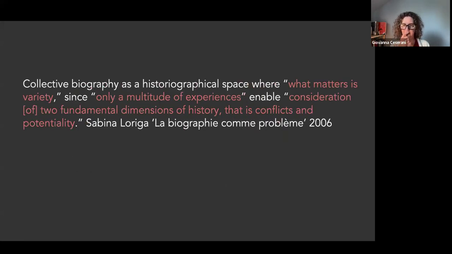And here, for me, it's important to go to a quote from the scholar Sabina Loriga, where she thinks of collective biography as a space where what matters is variety. And as she says, it's only through a multitude of experiences that we can consider two fundamental dimensions of history, that is conflicts and potentiality. And I really think that a digital approach that allows us to take into consideration exponentially more people than we're used to, we can start to ask anew these questions.